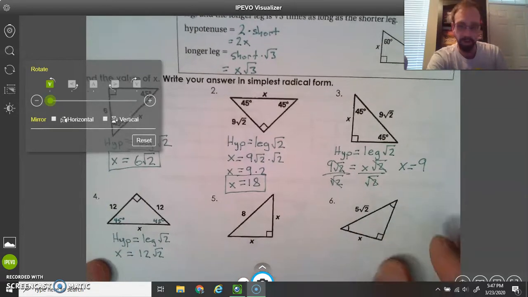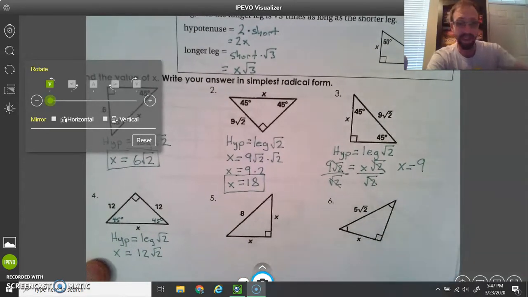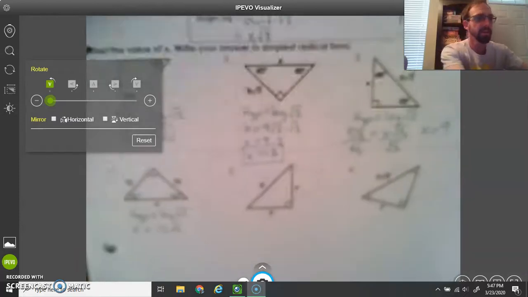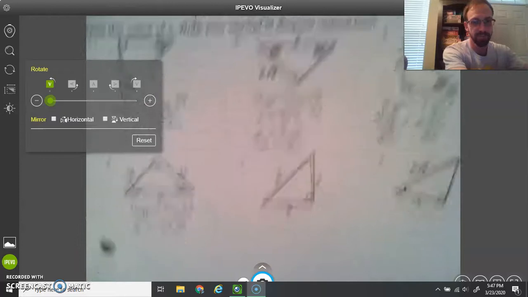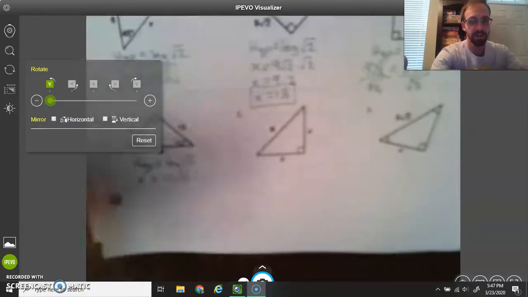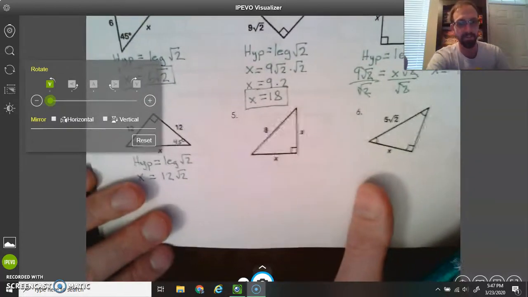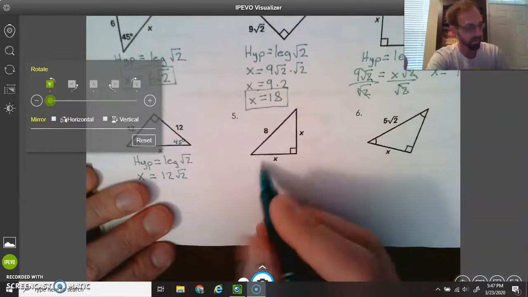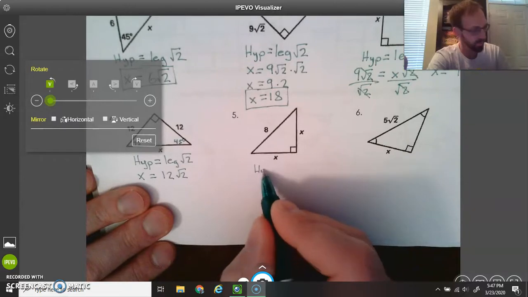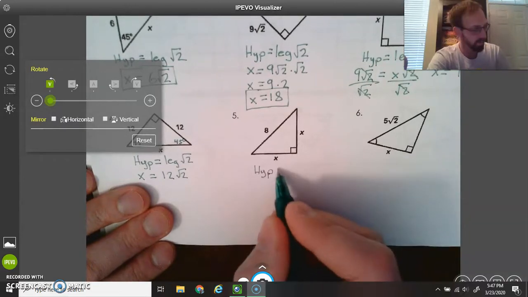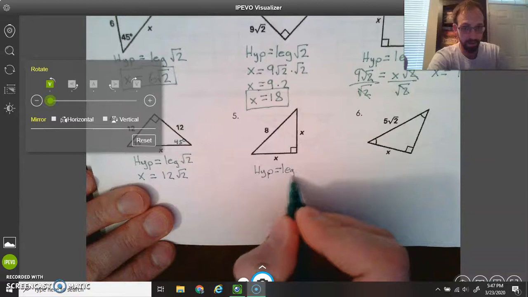This time it tells us that x and x are the same. Because x and x are the same, that means that we have hypotenuse equals leg times square root of 2.